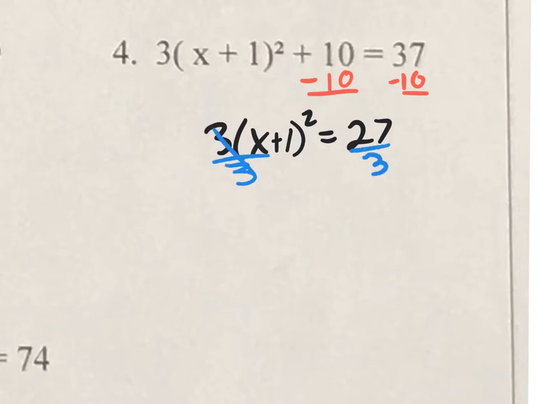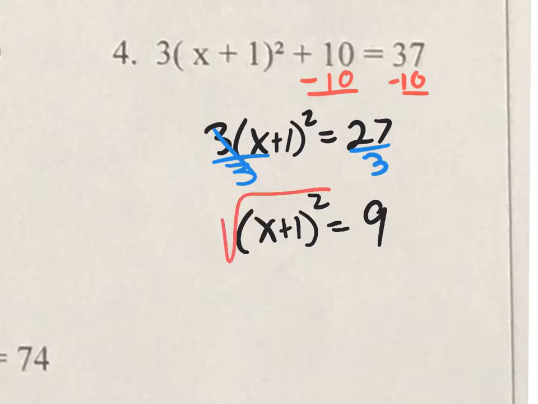Dividing by 3, we'll have a new equation that reads x plus 1 squared equals 9. That looks nice. Why? Because you could actually get rid of that square by applying a square root. And whatever you do to one side, you must do to the other. But remember, when you apply a square root in an equation, you have to put a plus or minus in front of your answer. So what we have so far is x plus 1.